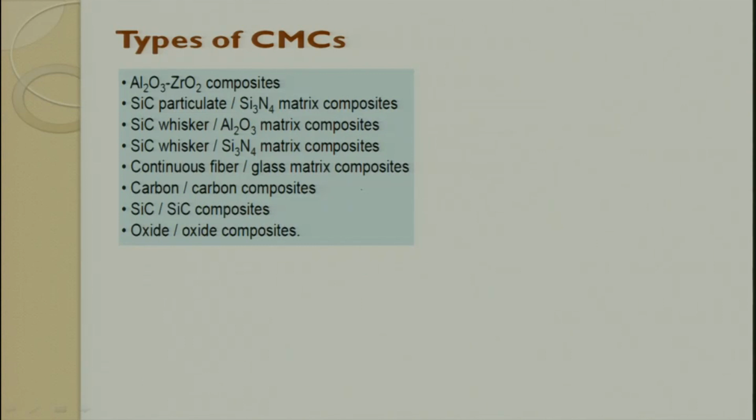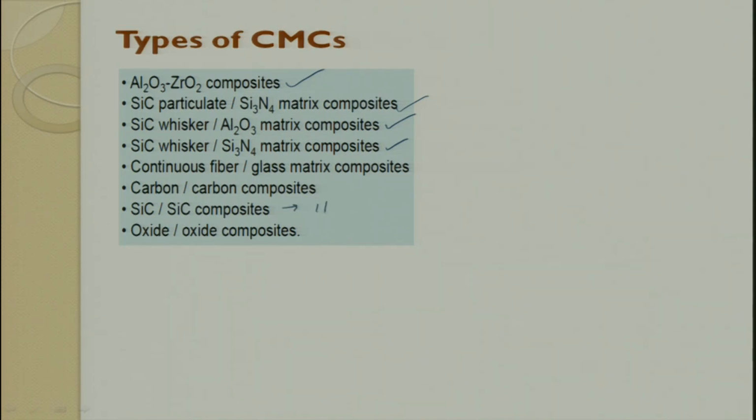So, there are different types of ceramics: alumina, zirconium oxide ceramics. SiC particulate reinforced in silicon nitride, again a cutting tool usage. Then alumina and SiC, this is whisker. The first one was particulate, this was whisker. Then you have continuous fiber. Then carbon-carbon composite is there. SiC.